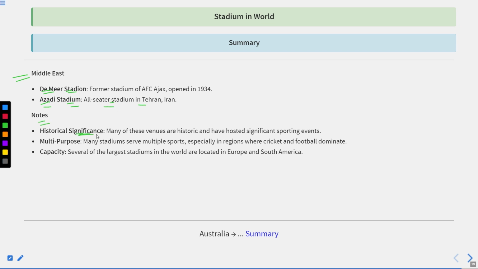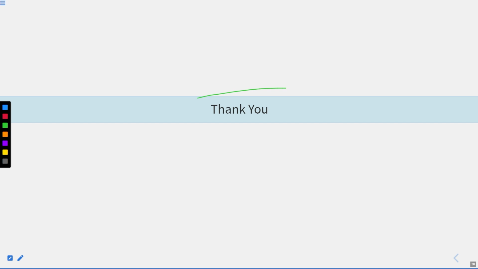So, if we talk about some important notes: historical significance, most of these venues are historic and have hosted significant sporting events. Multi-purpose, many stadiums serve multiple sports, especially in regions where cricket and football dominate. Capacity, several of the largest stadiums in the world are located in Europe and South America. So here we have finished this topic.